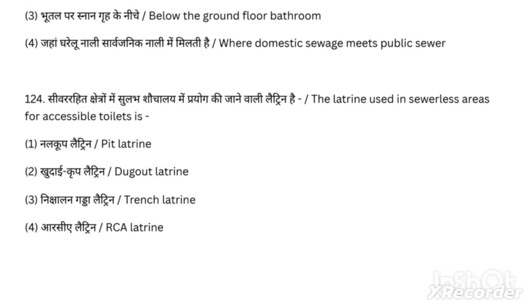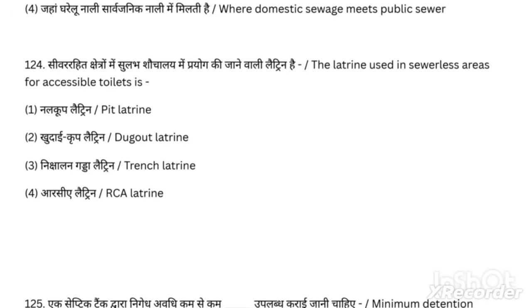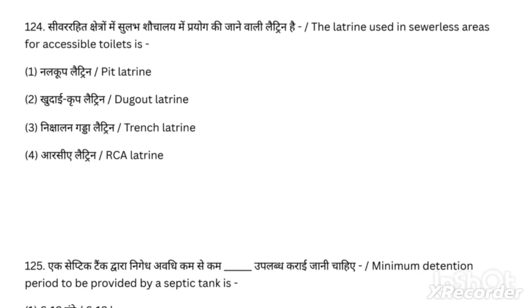Next question is, the latrine used in sewerless areas for accessible toilets. So the correct answer is pit latrine. Pit latrines are simple and suitable for rural areas without sewer lines. They are economical and require less water. They should be placed at least 15 meters away from water sources. So the correct answer is pit latrine.